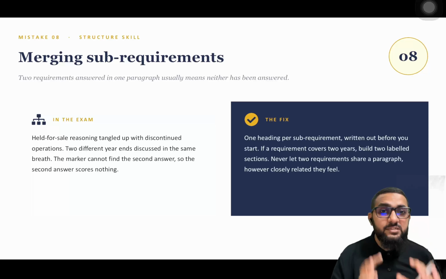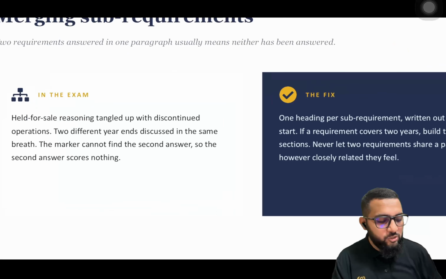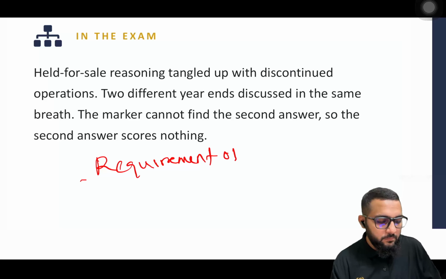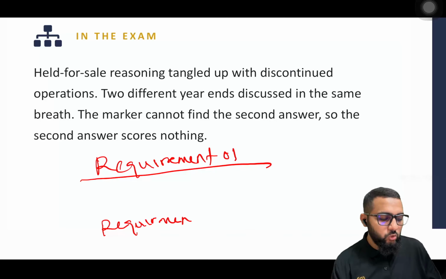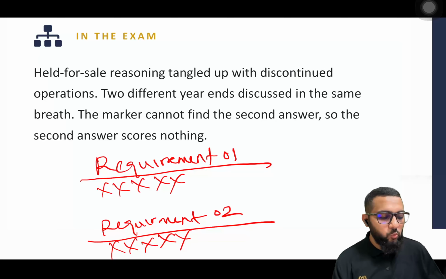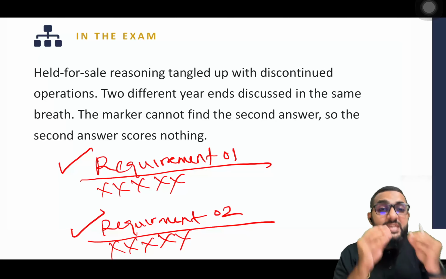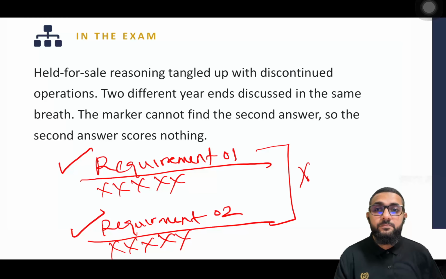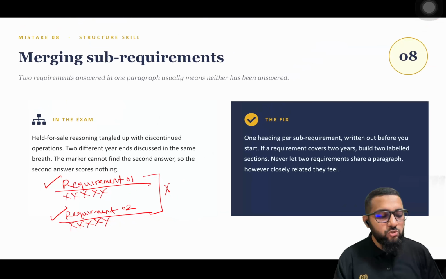Therefore, the best way to do this is, let's say there are 2 requirements given. Requirement 1, underline. Requirement 2, underline. Then you start talking about it. In this way, you are responding to each of the sub requirements instead of merging these 2 together. So do not merge 2 requirements or 2 sub requirements together.